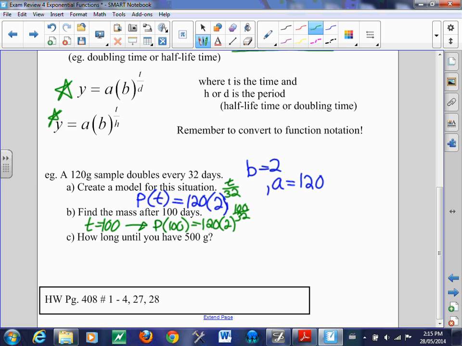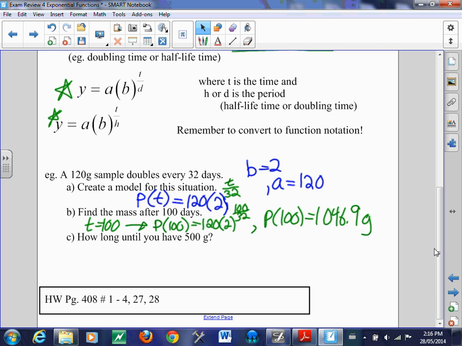So plug that in your calculator, ladies and gentlemen, and you should get p at 100 equals 1,046.9 grams. Make sure you put that in the therefore statement, guys. Just don't have room here. And the last question says, how long will it take you to have 500 grams? So be careful. That is your end amount. So in this case, P at t equals 500.